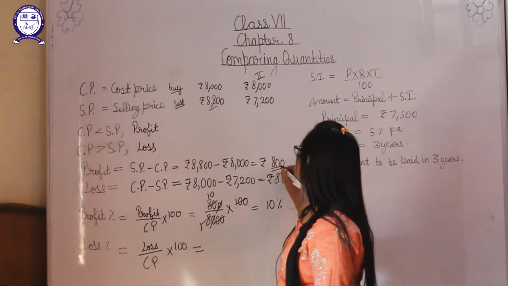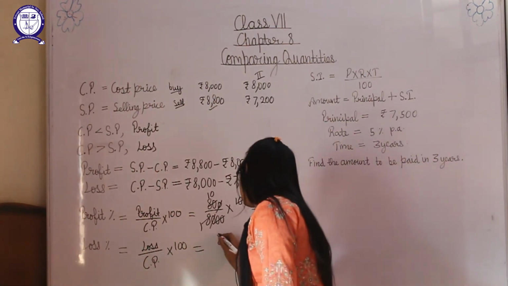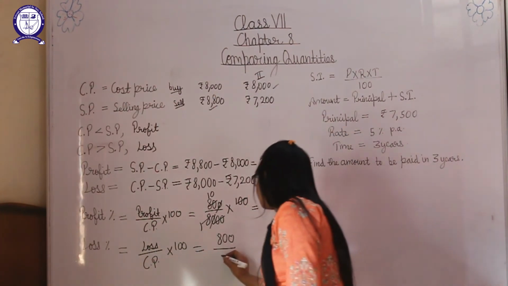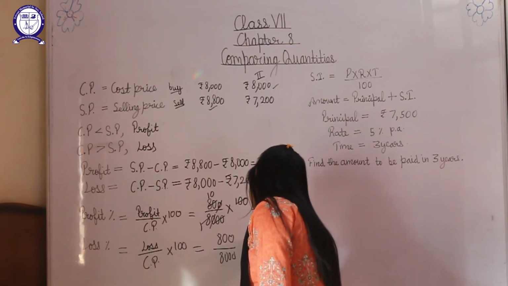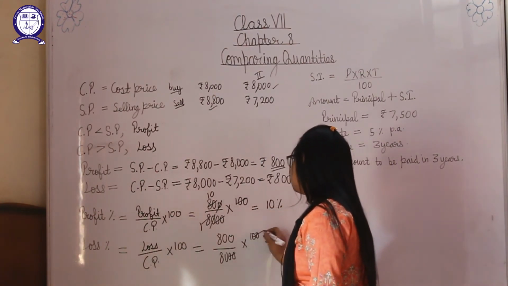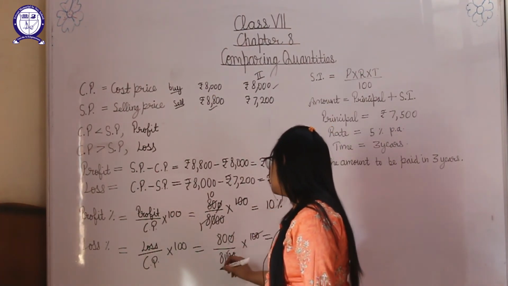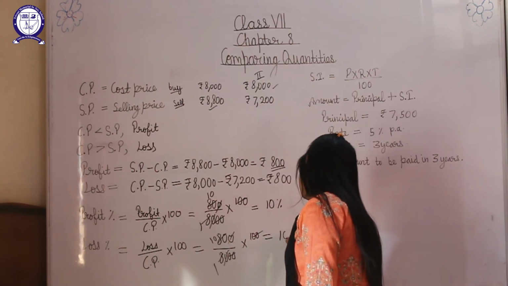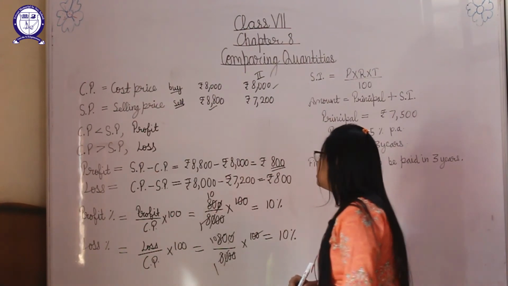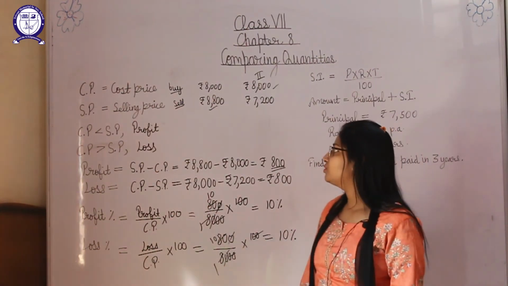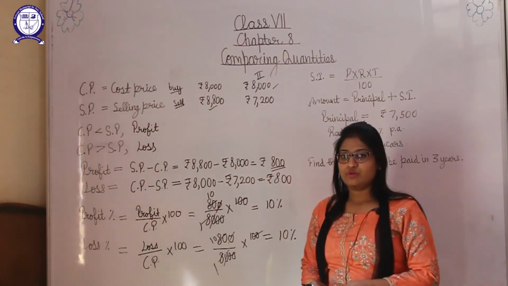Now loss is equal to 800. CP is again 8000 here, and we have to multiply with 100. So students, all the values are the same. These zeros cancel out. By this 0, this 0, 8 ones is 8 and 8 tens will be 80. So we are getting 10% as our loss percent. So students, these are the questions related to your profit and loss.